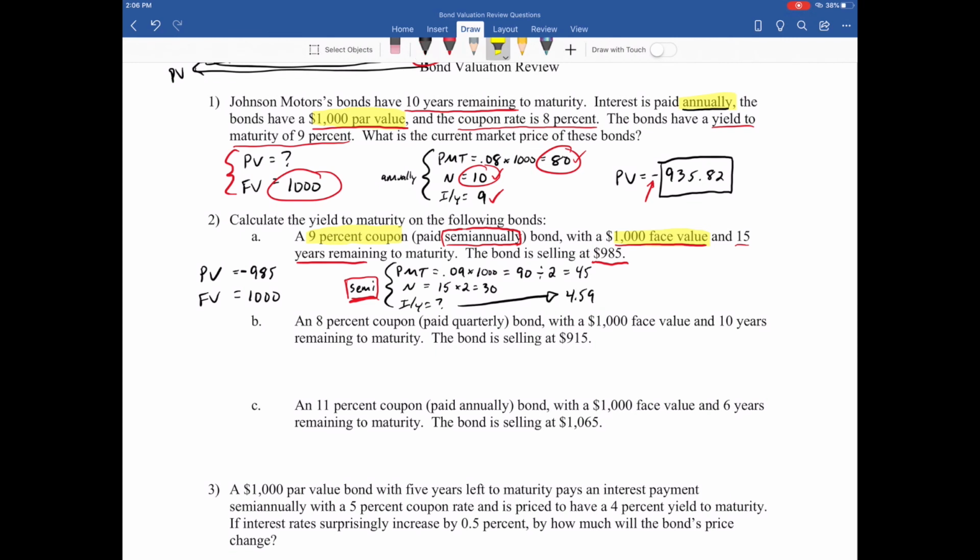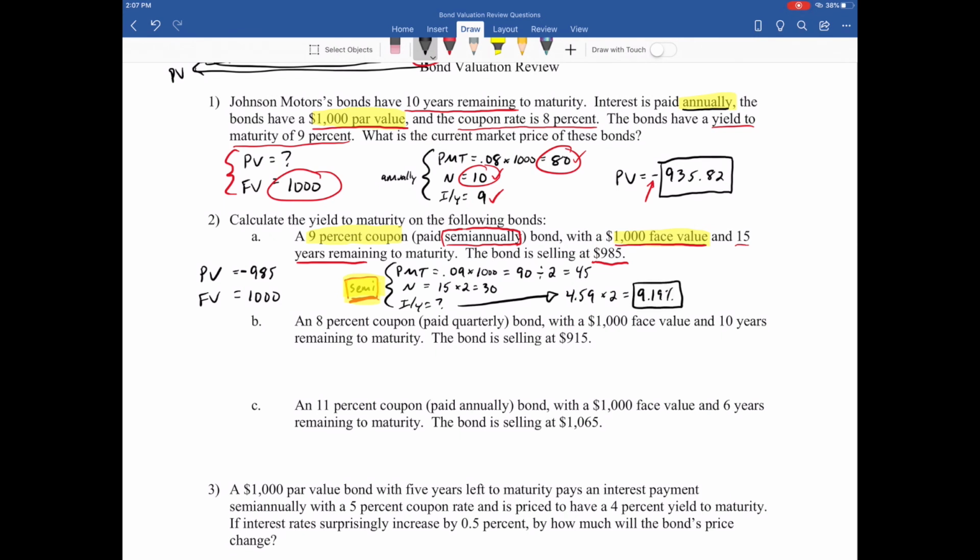But once again, this is the semi-annual yield, and your yield is always listed on an annual basis. So since that is a semi-annual yield, how do I adjust it to an annual amount? I will multiply it by 2, and my annual yield to maturity then is 9.19%.